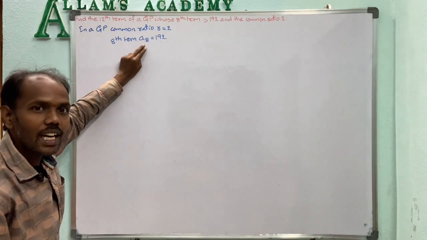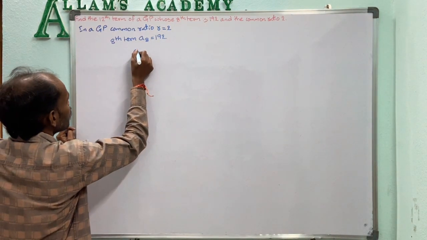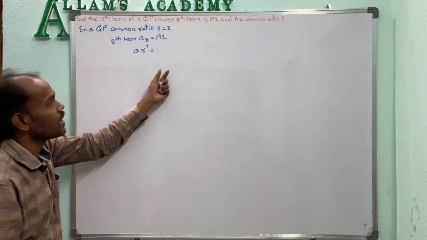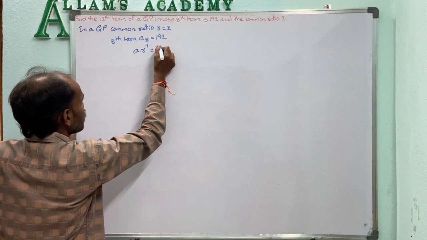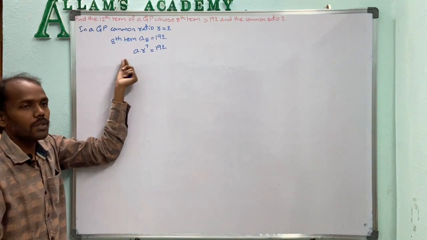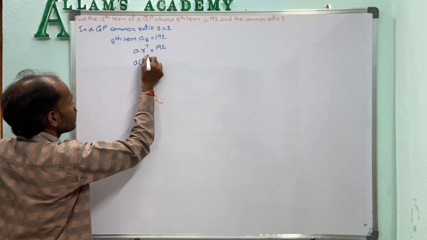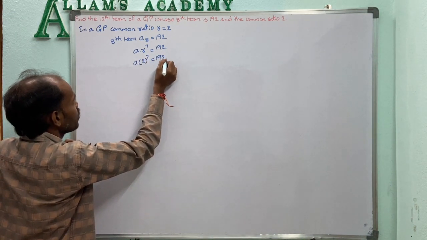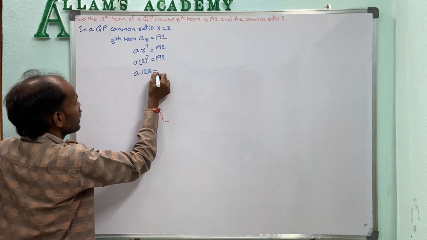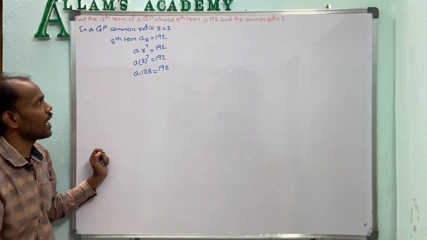So the 8th term a8 can be expressed by the general form a into r power n minus 1, that is a into r power 7 is equal to 192. Here the common ratio r is 2, but the first term a we don't know. So a into 2 power 7 is equal to 192. 2 power 7 is 128. So a into 128 is equal to 192.